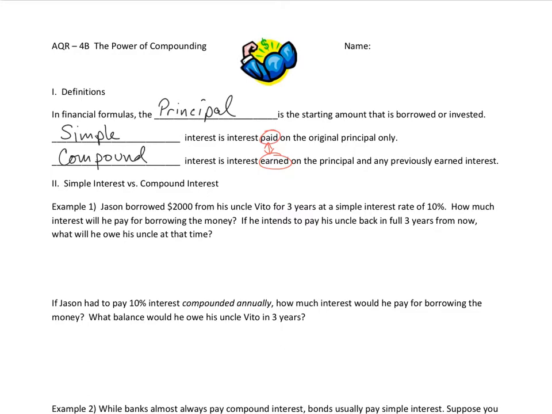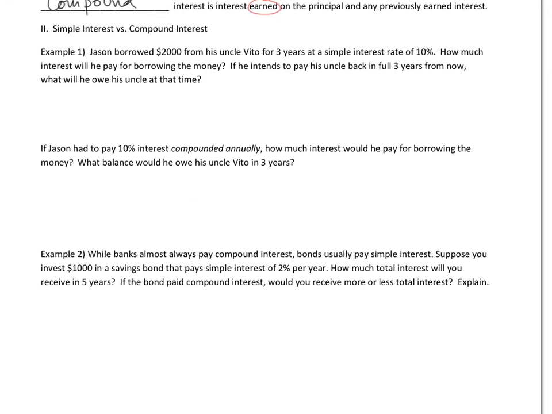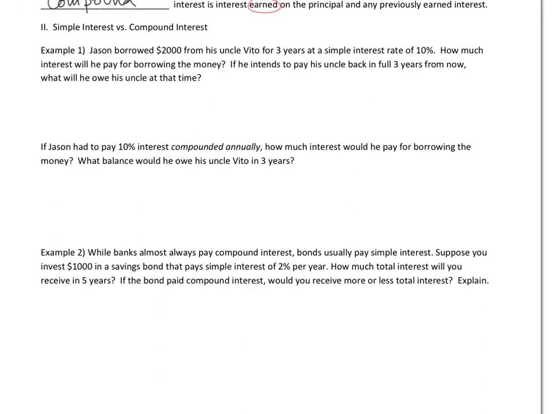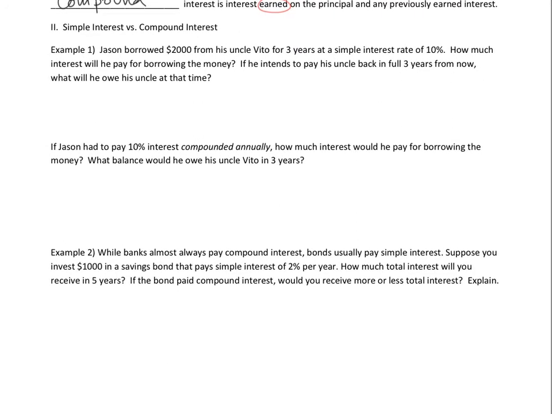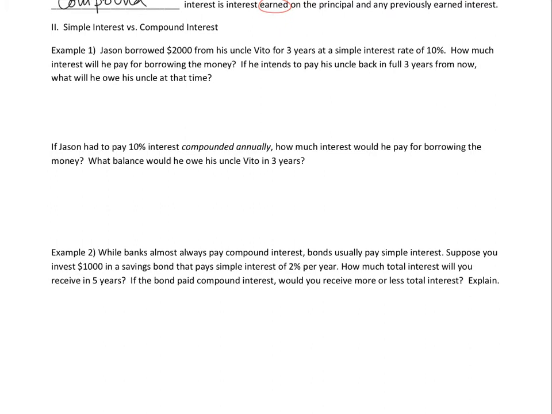So to put this into context, we are going to look at example 1 here and just sort of get across the idea of what the difference between simple and compound interest is. All right, so Jason borrowed some money from Uncle Vito for 3 years at a simple interest rate of 10%. And I want to point out that this is an annual rate.